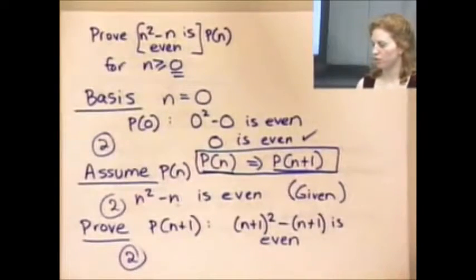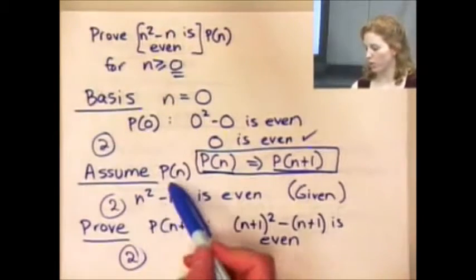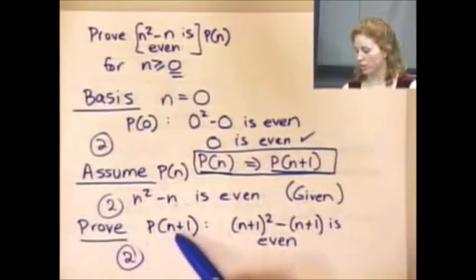We assume P(n) is true. We show that P(n+1) is true. And I want all of these statements written out. I don't want you to write just "assume P(n)"; I want you to write what P(n) is. And I don't want you to write just P(n+1).